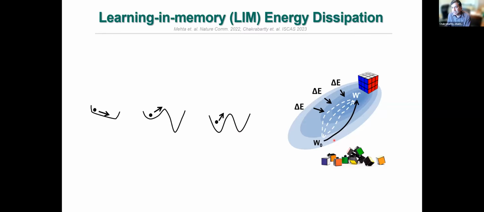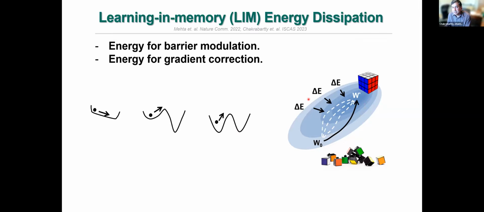One can think that if I use this approach, initially, because the barrier height is low, this trajectory could take many different paths to the solution. So it means that I need external energy to correct for these paths so that they end up at the same location. And then you have to do some kind of gradient correction. So this delta E I'm showing is an external energy that has to move the trajectory in the right direction. So these are the two energy dissipation mechanisms that I have to worry about. Okay.